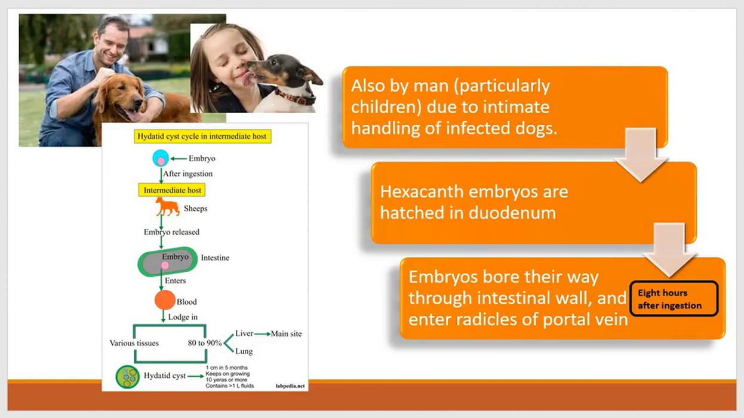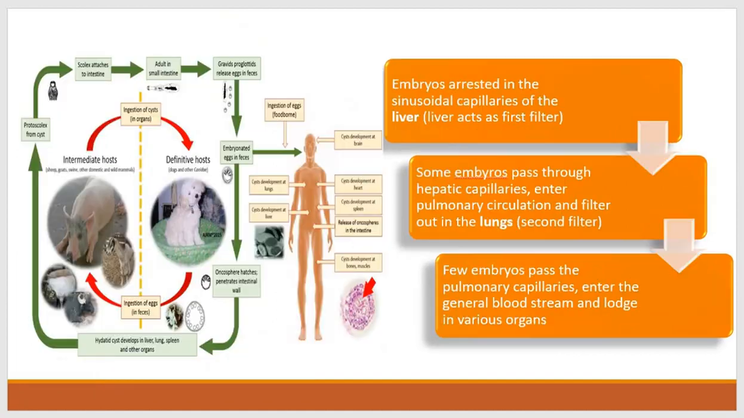You can see in the picture also, briefly, the hydatid cyst cycle in the intermediate host. Now the embryos are arrested in the sinusoidal capillaries of the liver. Liver acts as the first filter. It means it acts as the first line of defense.